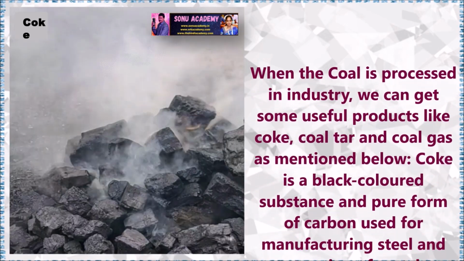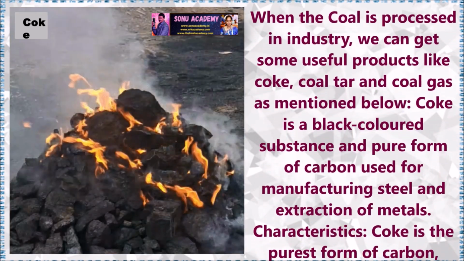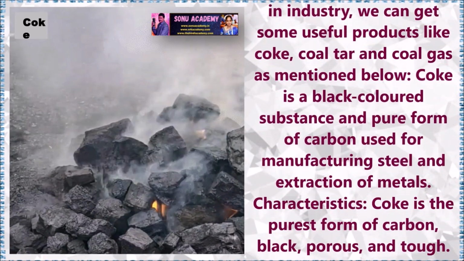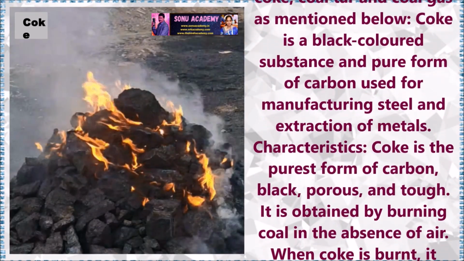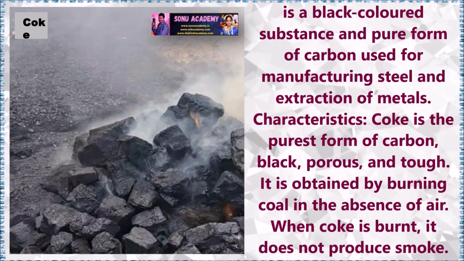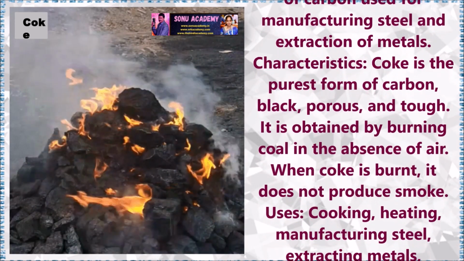Coke is a black colored substance and pure form of carbon used for manufacturing steel and extraction of material. Characteristics of coke: it is the purest form of carbon, black, porous and tough. It is obtained by burning coal in the absence of air. When coke is burned, it does not produce smoke.